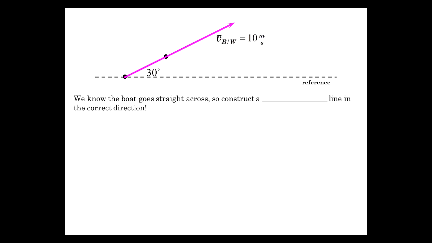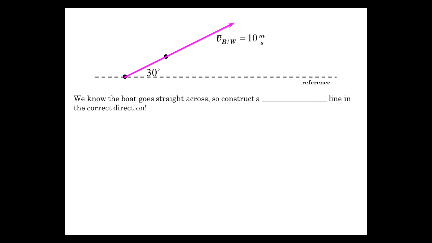Here's our reference line, and I'm going to start at that dot over there, bring in the protractor, and measure the angle, 30 degrees, right here. So we can put a dot there and then construct it the right length. What's the right length? Well, based on our scale, it would be 10 centimeters. 10 meters per second, velocity of the boat with respect to the water. 30 degrees.